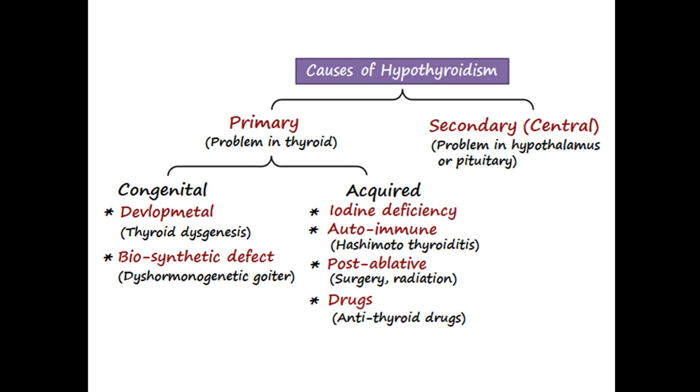Now coming to the acquired conditions that cause hypothyroidism, worldwide iodine deficiency is the most common cause. We know that iodine is the essential component that is required for the formation of the thyroid hormones, as this iodine causes iodination of the amino acid tyrosine, and the thyroid hormones are the iodinated tyrosines.